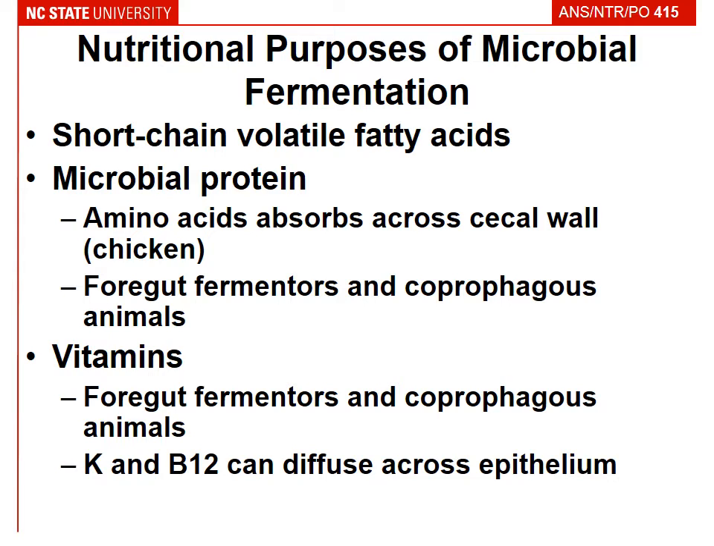A lot of the foregut fermenters, ruminants, etc., end up getting a lot of their protein from these microbes. In fact, many ruminants, if you look at their dietary requirements, will have a nitrogen requirement as opposed to a protein or specific amino acid requirement. That's because those microbes are able to convert that nitrogen into protein, and then the ruminants are able to utilize that microbial protein to meet their protein needs.